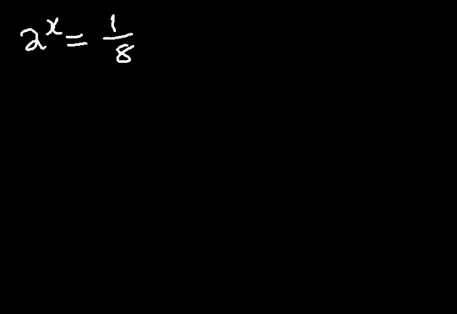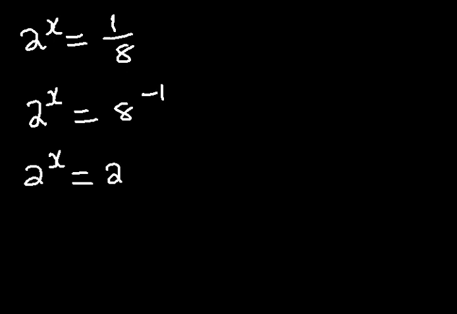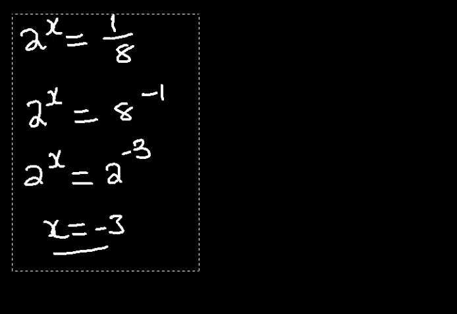Using the laws of indices, we'll have 2 to the power x, which is equal to 8 to the power negative 1. So we'll have 2 to the power x equal to 2 to the power negative 3. So in this case, we'll have x is equal to negative 3. So keep that in mind.